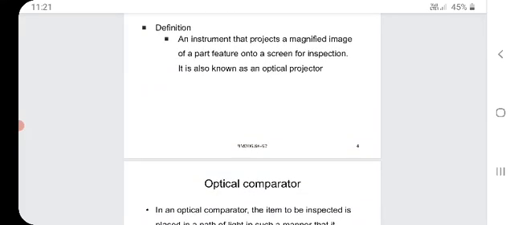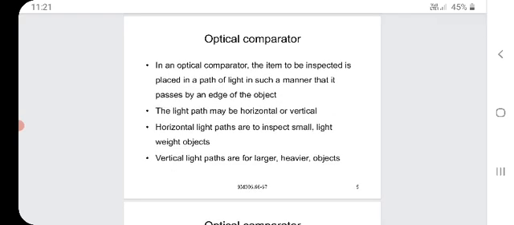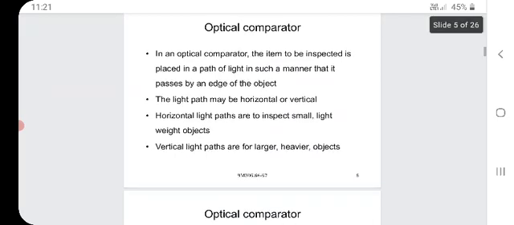In an optical comparator, the item to be inspected is placed in the path of light in such a manner that it passes by an edge of the object. The light path may be horizontal or vertical.